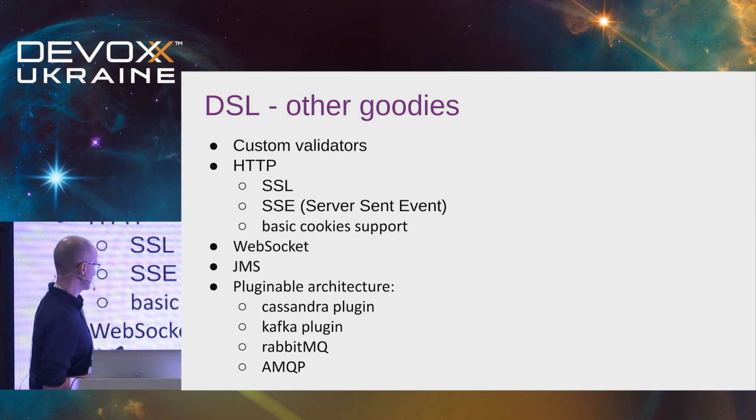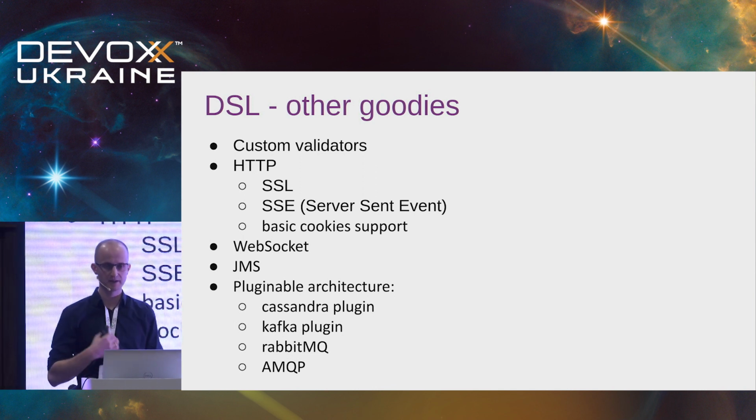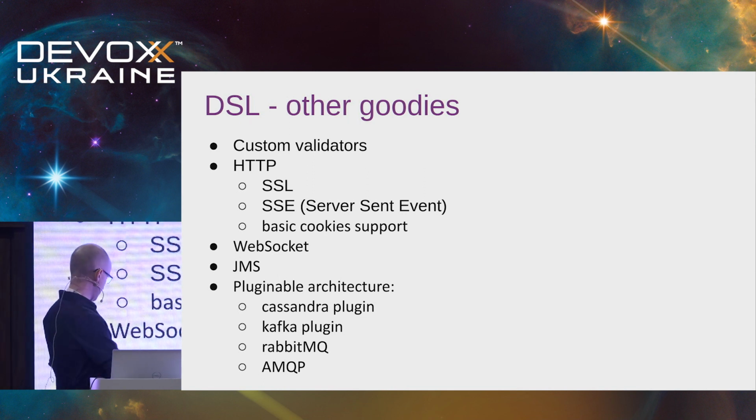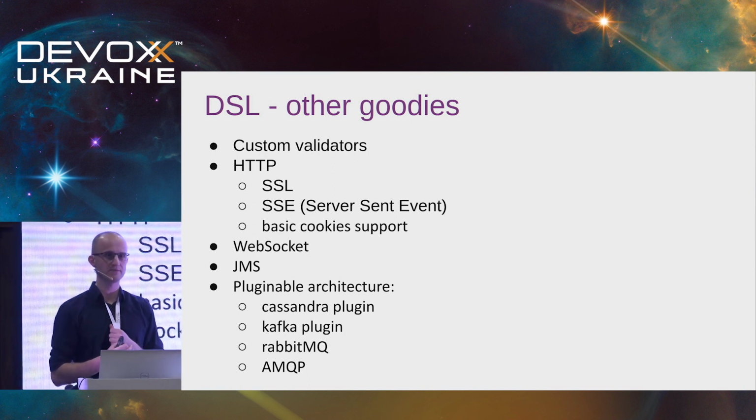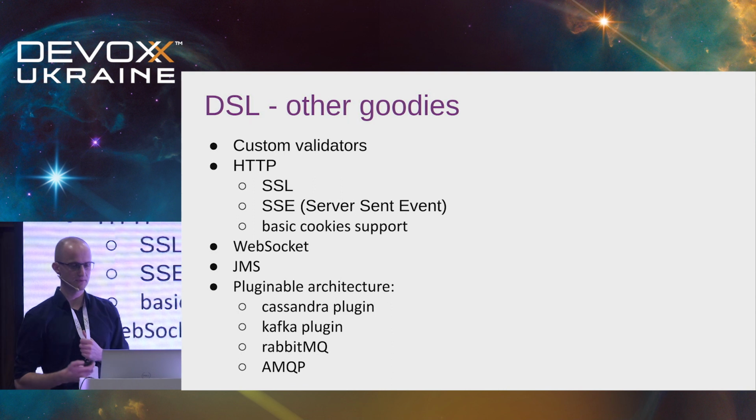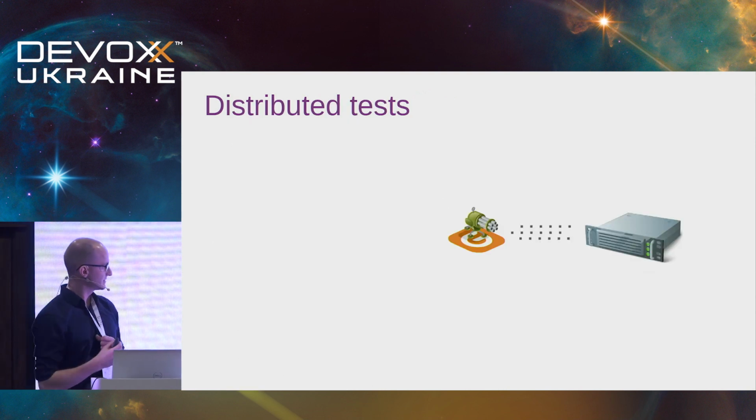You can use Gatling for testing JMS systems. Actually, the whole architecture is quite pluggable, so you can use community plugins for testing Cassandra, Kafka, RabbitMQ, etc. And recently, my friend created a plugin for testing ZeroMQ. So yeah, I think this is quite important and proves that the project is not dead and the community is quite active.